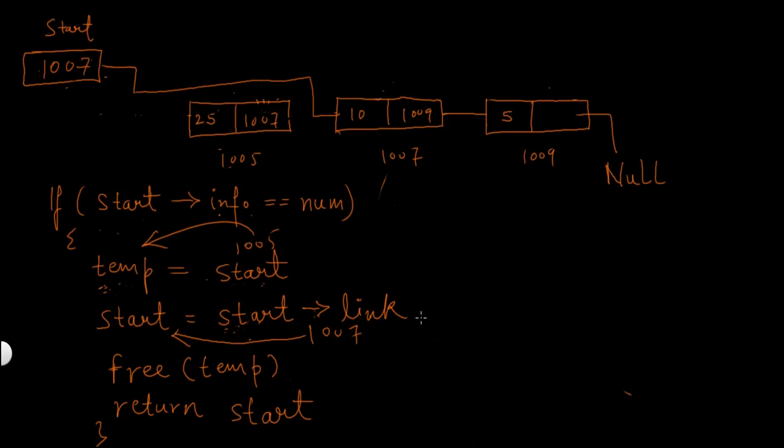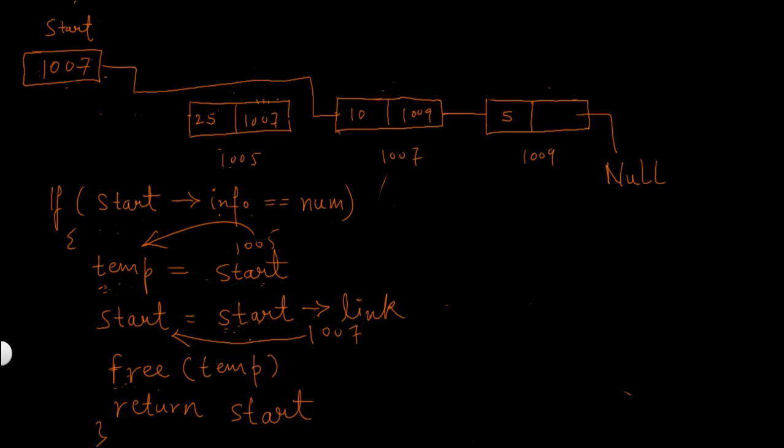Now instead of this statement you can also use this one. Start equals to temp arrow operator link, because temp is also storing the address of the first node. So temp arrow operator link will also mean link part of the first node, which is the address of the second node. So the address of the second node will be assigned to start. So both these statements are same.